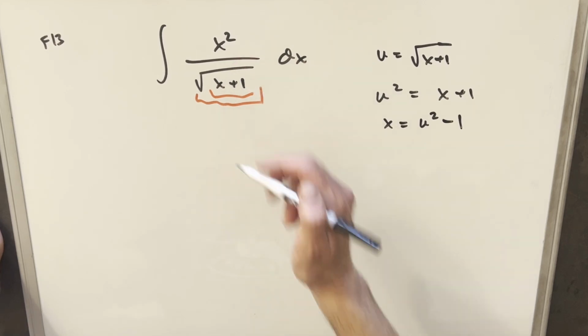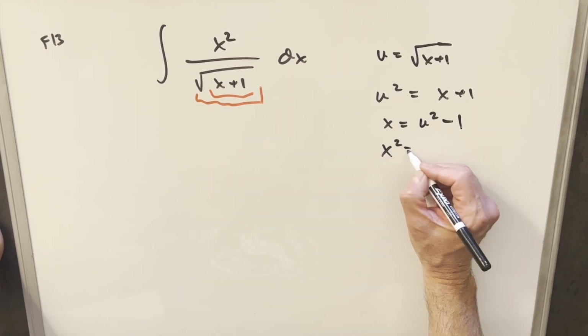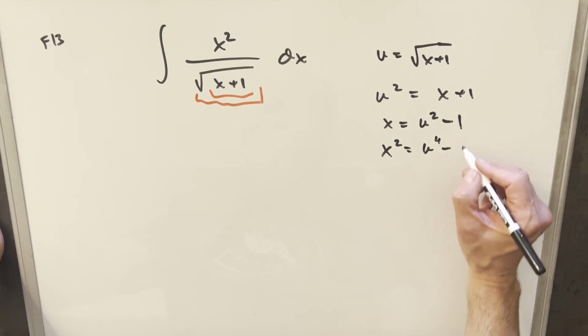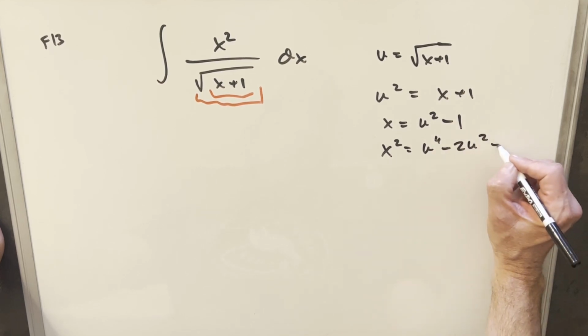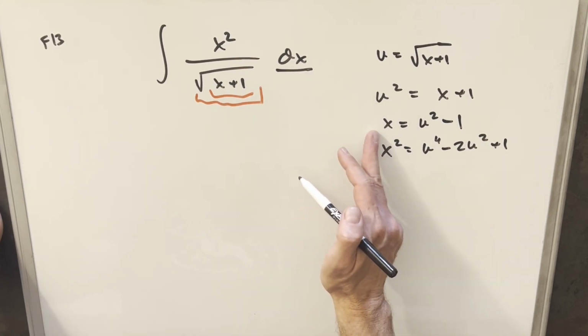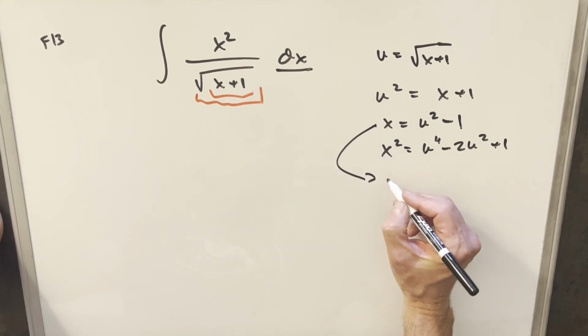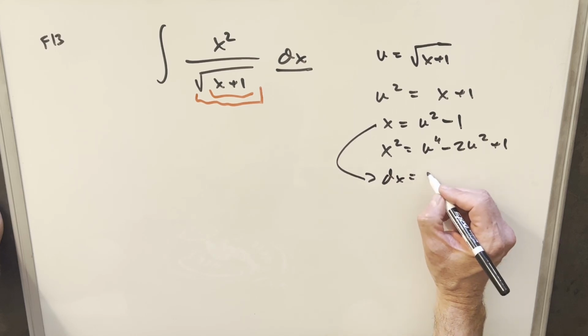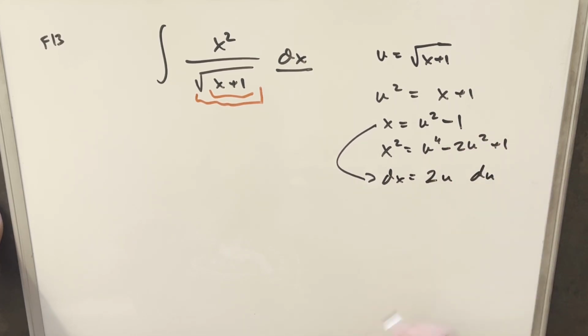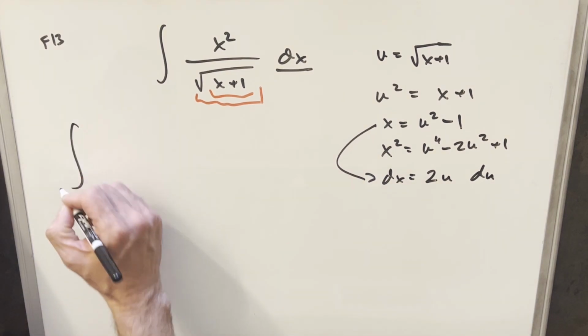And again, I might as well set up this x squared. So x squared is going to be just squaring this out. We'll have u to the fourth minus 2u squared plus 1. And I'm just going to want a dx, so let's take the derivative of this here. We'll take the derivative of that, and we're going to have dx equals 2u, derivative of 1, 0, so we're going to have just a du here. And then I'll go ahead and make this substitution.